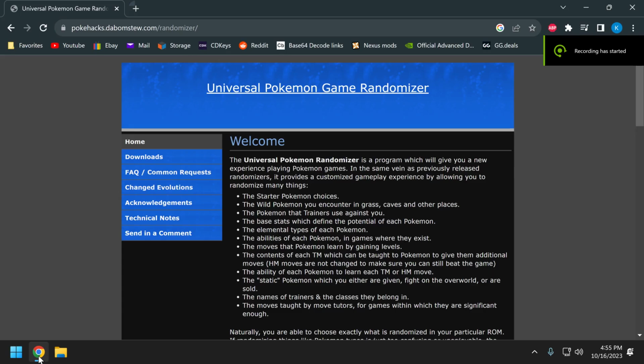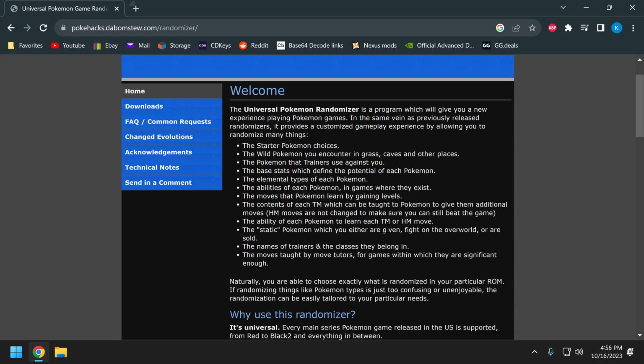Alright, I'm going to show you guys how to use the universal Pokemon Randomizer if you are playing Pokemon games via ROMs and emulation. One of the cool things about emulating Pokemon games is that you can randomize them. So, I guess you could call it a complaint about Pokemon games, is that every single area you go to in every Pokemon game always has the same Pokemon in it.